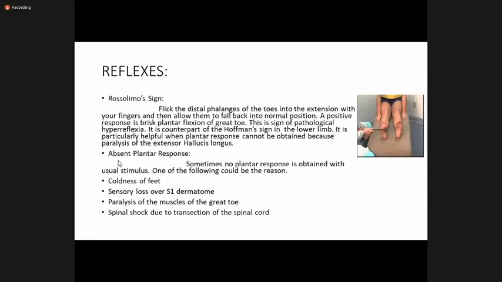Rossolimo's sign. For the Rossolimo sign, flick the distal phalanx of the toe into extension with your finger and then allow it to fall back into normal position. A positive response is a brisk plantar flexion of the great toe.